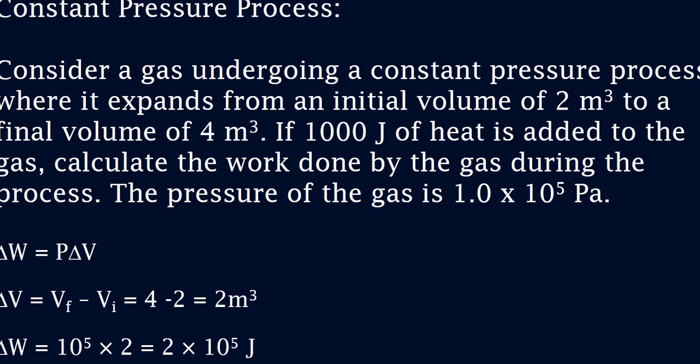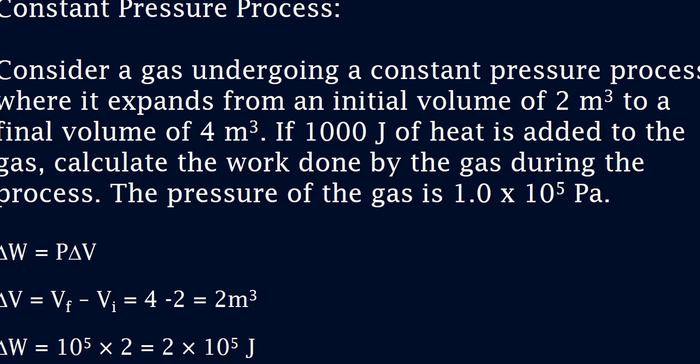We know that delta W is equal to P delta V, and delta V is volume final minus volume initial. Therefore, we get delta V is equal to 4 minus 2, which is equal to 2 meter cube. Therefore, delta W on substituting the values of P and delta V, we get 10 raised to 5 into 2 equals 2 into 10 raised to 5 joules.